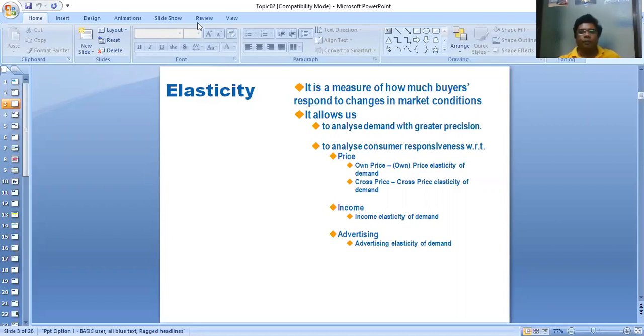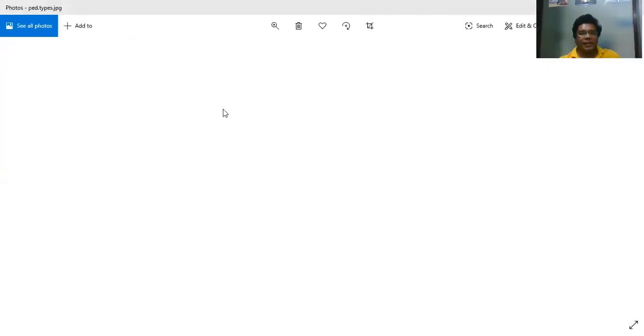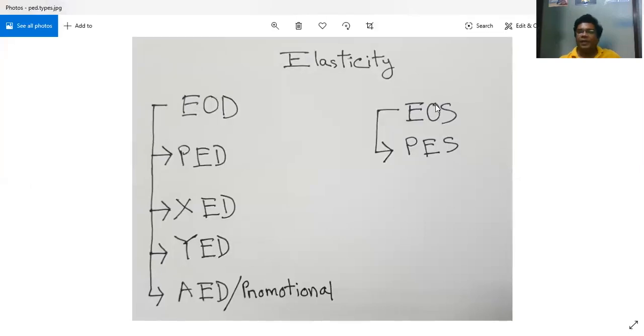All right. Now, there are two types of elasticity. One is elasticity of demand, another one is elasticity of supply. Under elasticity of demand, we have PED, price elasticity of demand, XED, cross elasticity of demand, YED, income elasticity of demand, and AED, advertising elasticity of demand. In business studies, it's also known as promotional elasticity of demand. All right, both are the same. Now, under elasticity of supply, we have only price elasticity of supply.